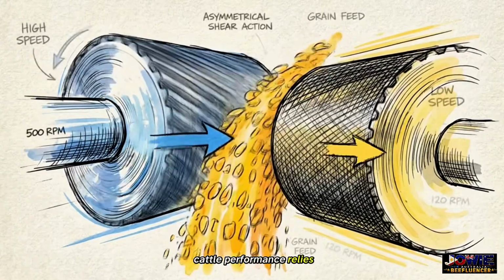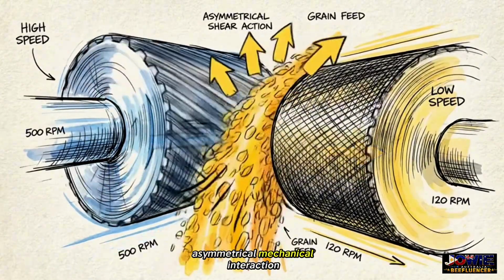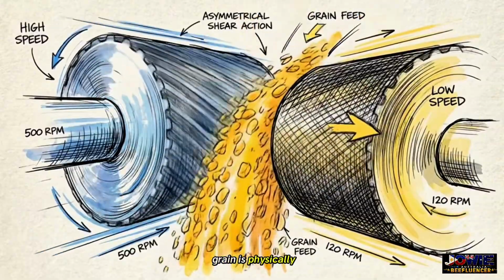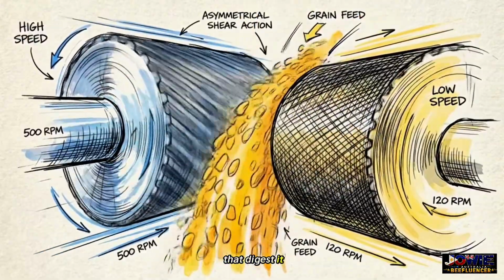Cattle performance relies on this specific, asymmetrical mechanical interaction to ensure the grain is physically structured for the microbes that digest it.